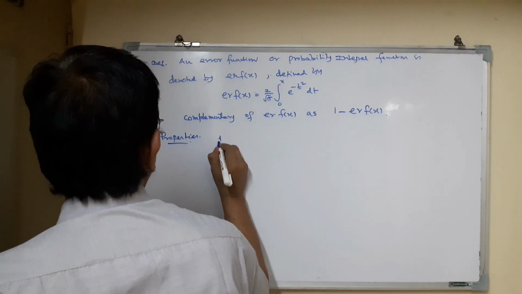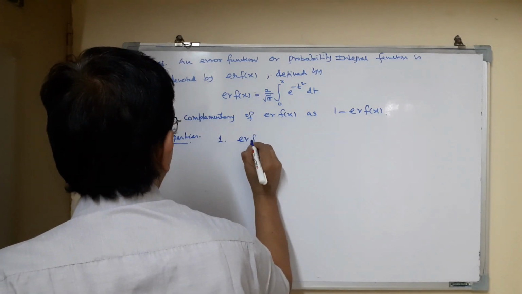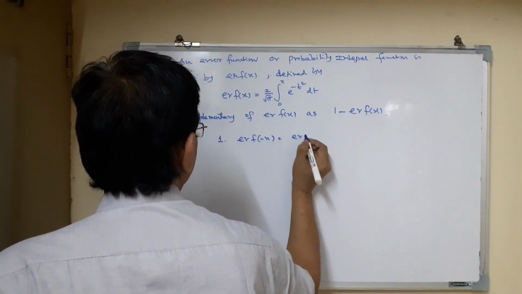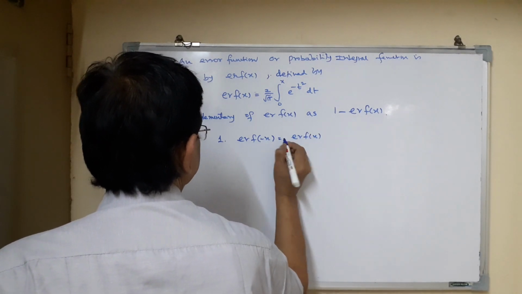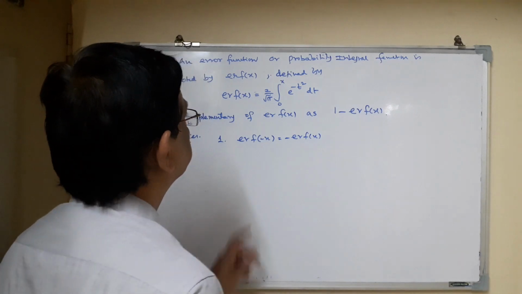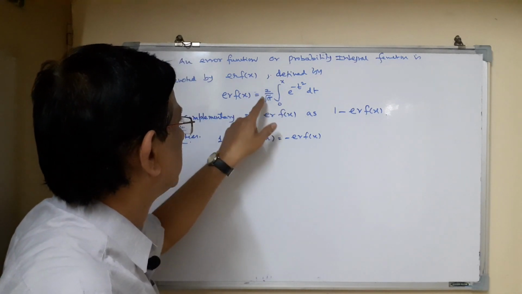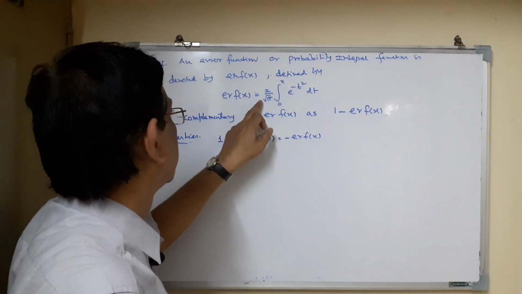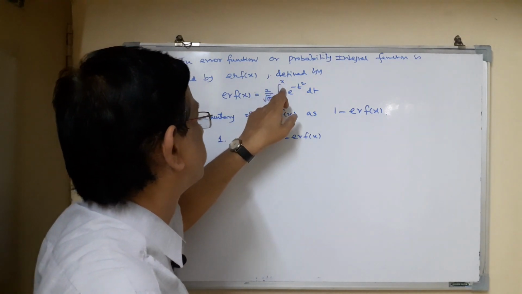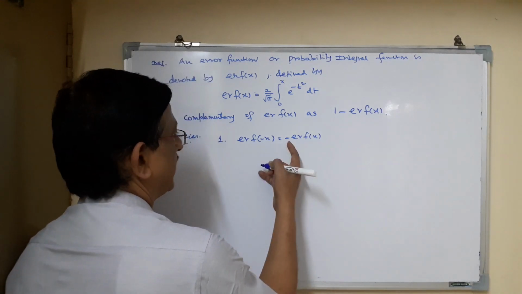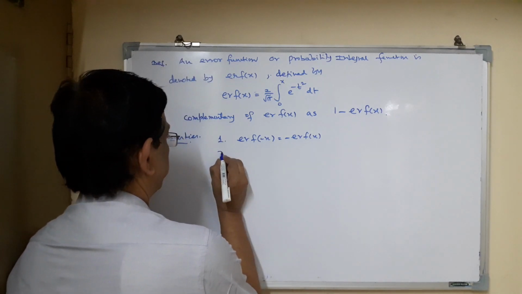The first property is, what is the error function of minus x? It is f(x) with a minus sign. It's very simple. Put x equal to minus x, so 0 to minus x. Change the integral. So you will get 2 by root over pi, 0 to x, put minus x equal to y. So you will get error function. Minus error function is error function.